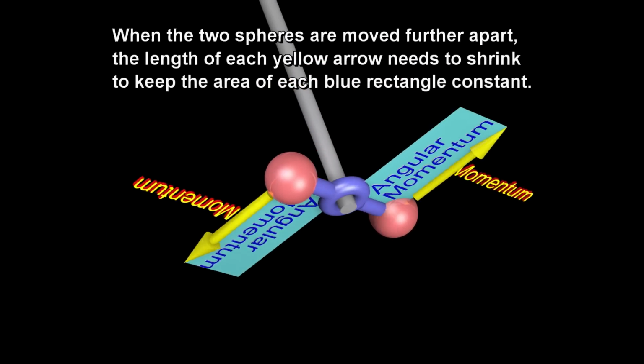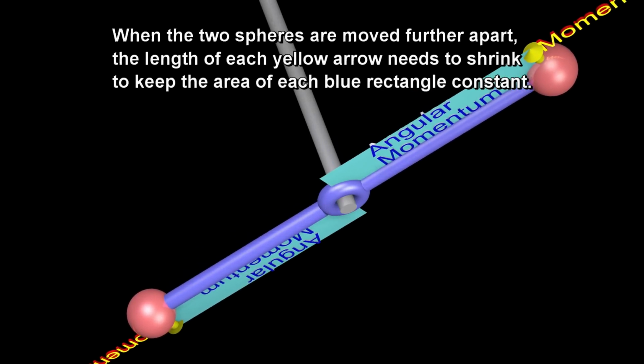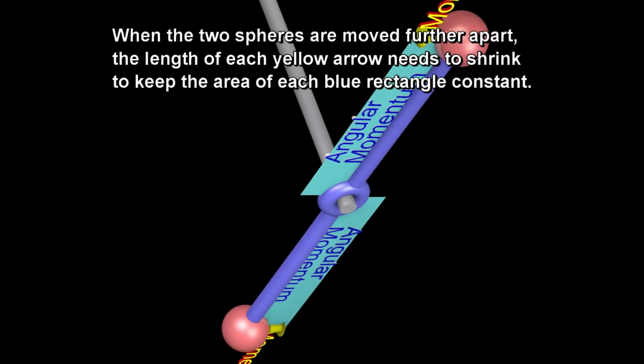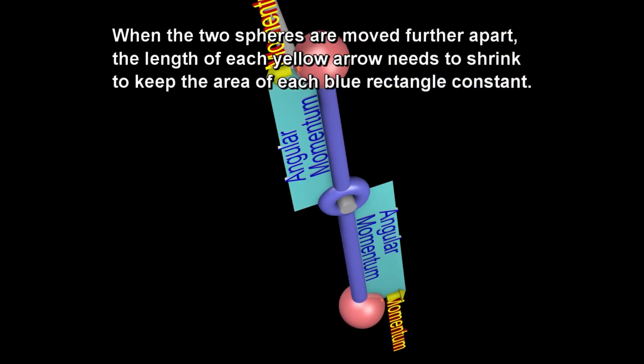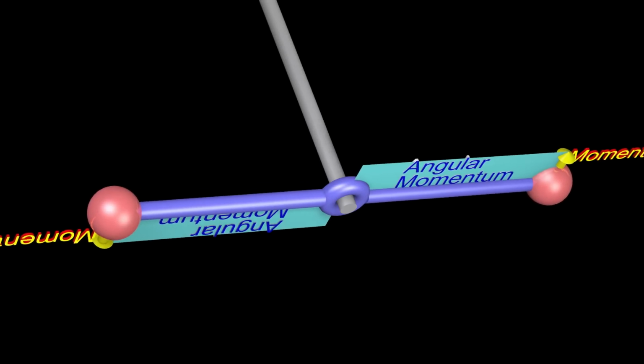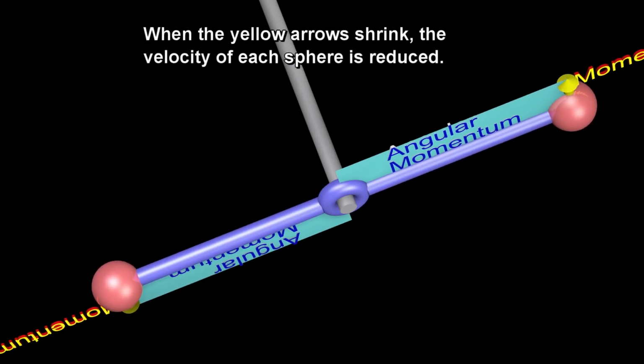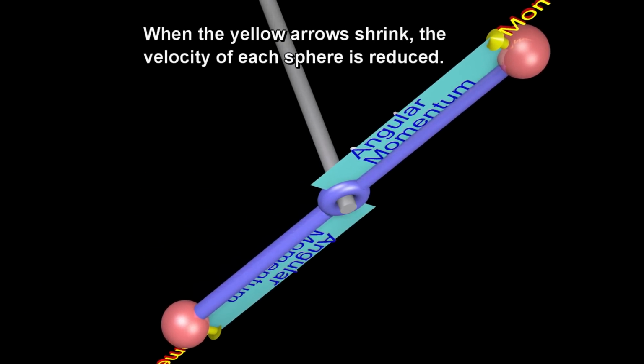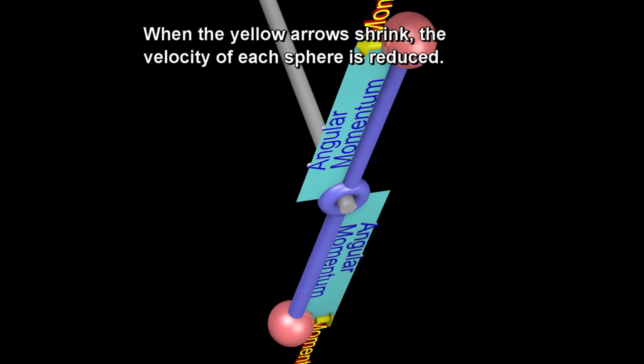When the two spheres are moved further apart, the length of each yellow arrow needs to shrink to keep the area of each blue rectangle constant. When the yellow arrows shrink, the velocity of each sphere is reduced.